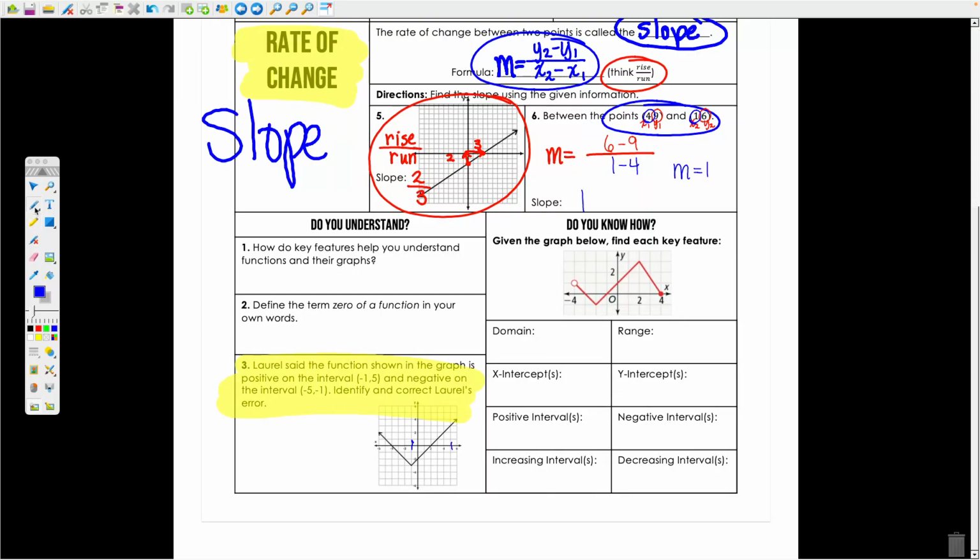I will tell you the answers for these to make sure you have the right answers after you think about it. But then we're gonna wrap all this up by doing the do you know how, all right? I'm gonna give you a moment to do that.